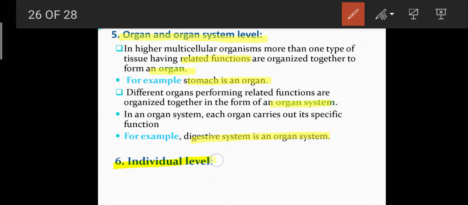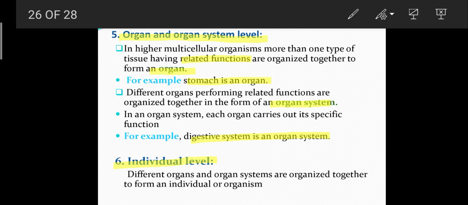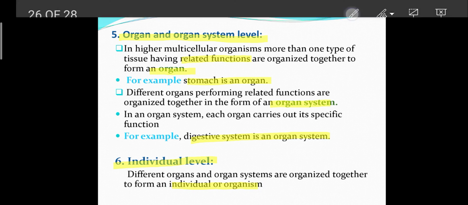What is the individual level? Different organs and organ systems are organized together to form an individual or organism.